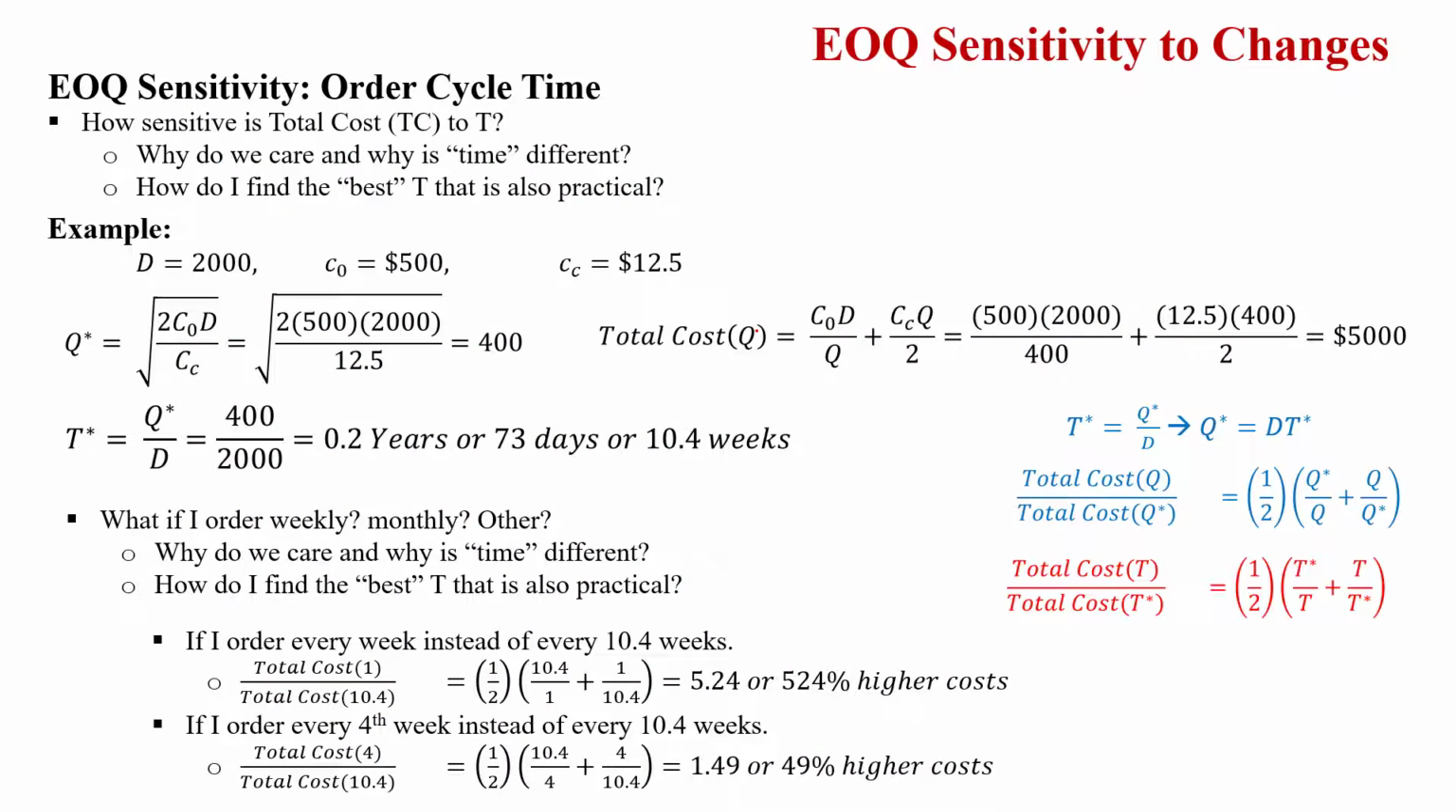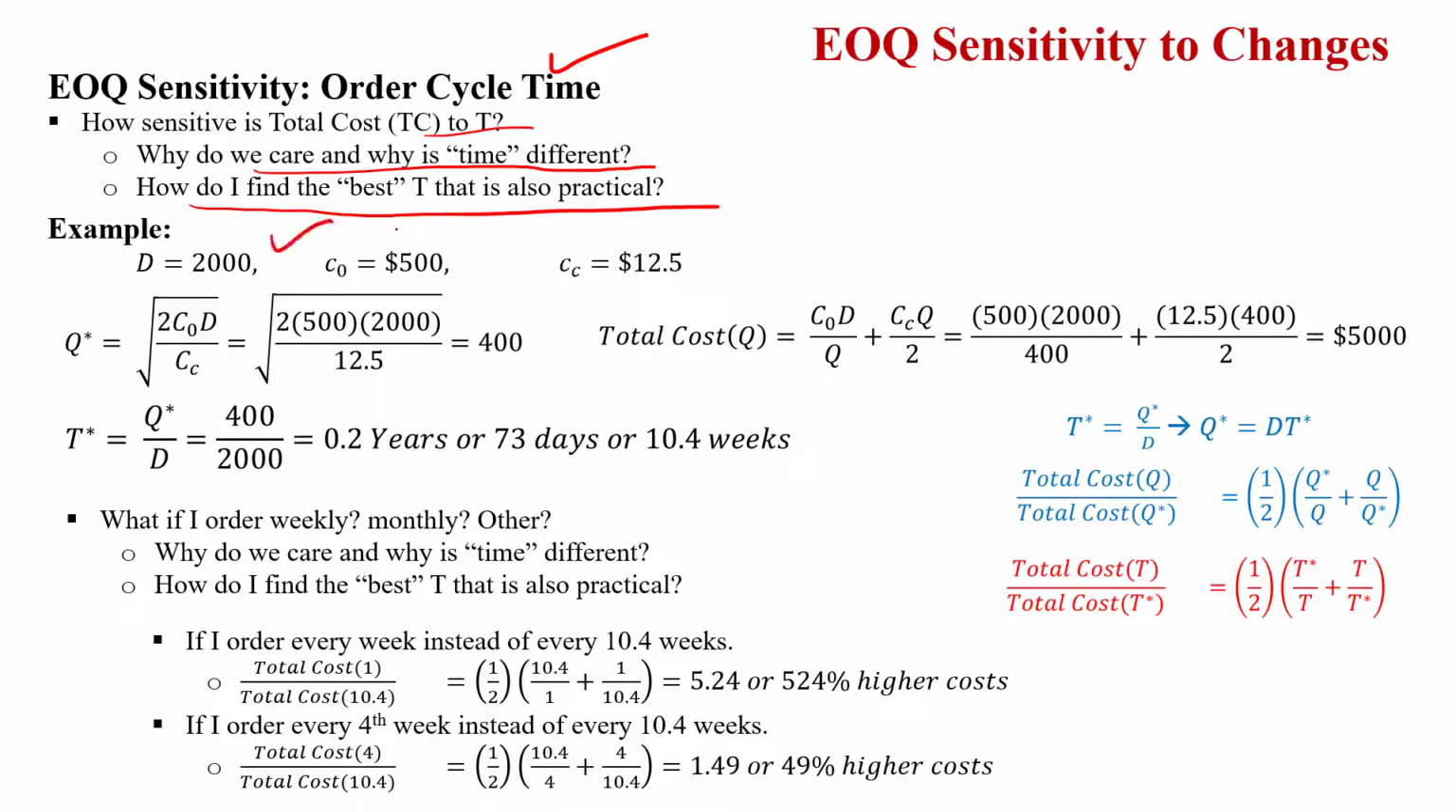Now I am going to talk about the order cycle time. That means how sensitive the total cost is to T. Why do we care? Why is the time different? How do I find out the best T? That is also practical.